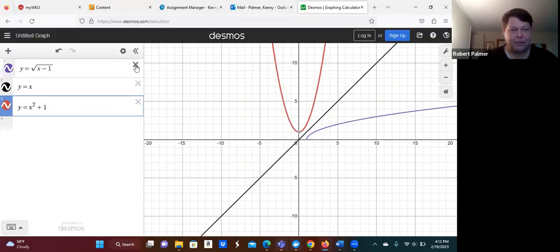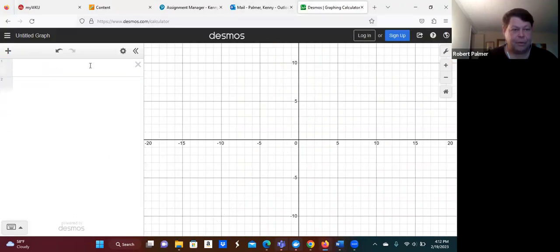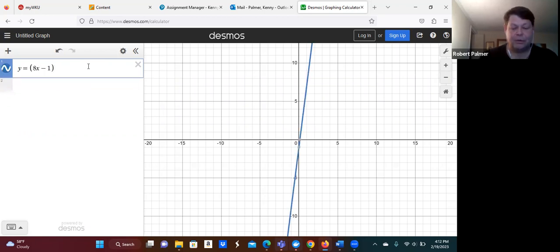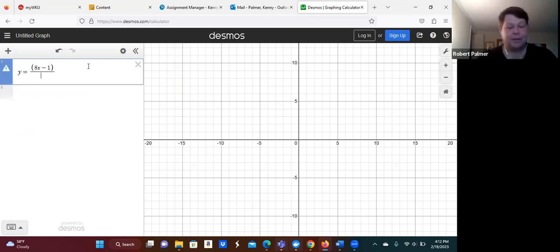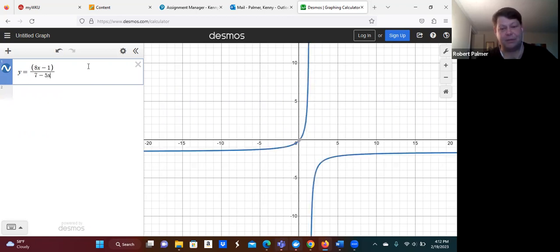So let's get rid of all these. Now, also how to do a graph like this in Desmos is make sure you use parentheses. If I do 8x minus 1, then divided by something, it'll only divide the last number by that. So use parentheses. So 8x minus 1, close the parentheses, then we can divide it by 7 minus 5x.